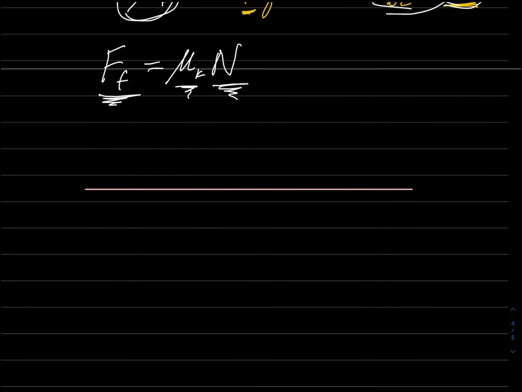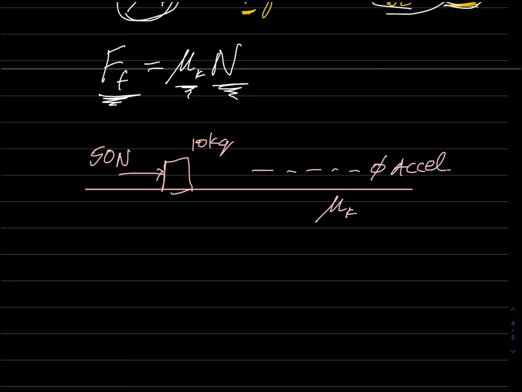And let's do that even easier. You're back to the kitchen. You have a box that is 10 kilograms. You're pushing on the box with a force of 50 newtons. The box is moving across the kitchen with no acceleration. And the question again is, what is the coefficient of kinetic friction?